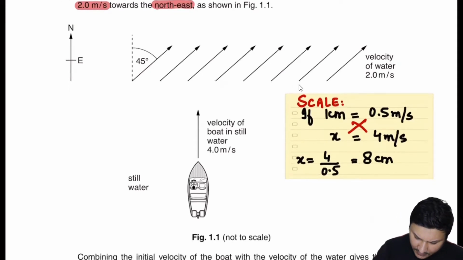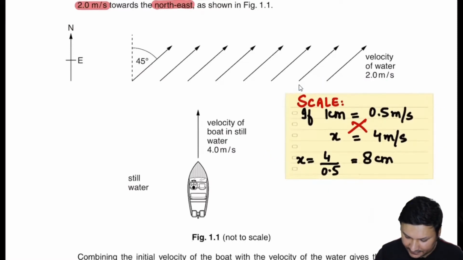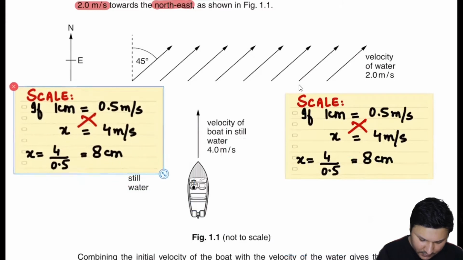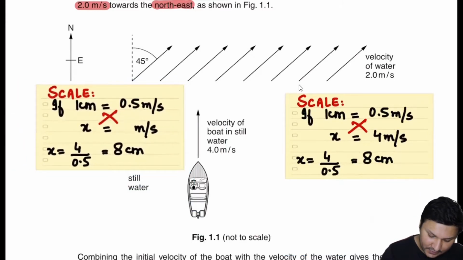Similarly, if I want to have the same scale for the second vector, that is the vector of 2 meter per second, what will I do? I will just replace 4 by 2.